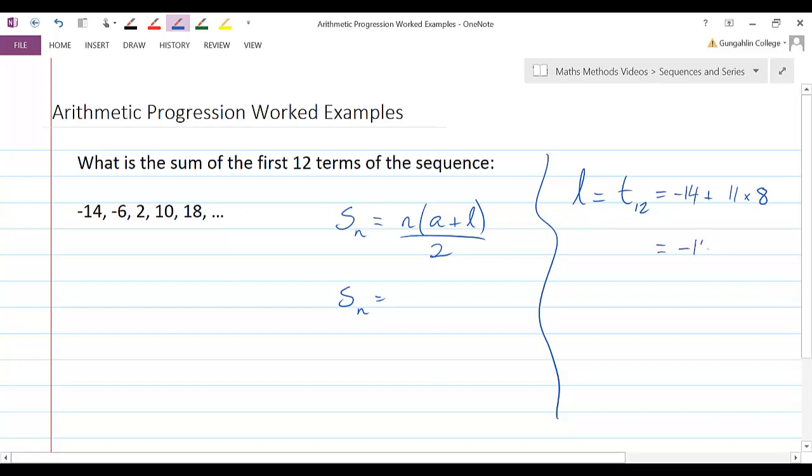So if we work that out, minus 14 plus 88 is like 88 minus 14. So minus 10 would be 78, minus another 4 would be 74. So that is the value that we are going to substitute into here. So the nth term is the 12th term, n is 12, a is minus 14, and last term is 74.